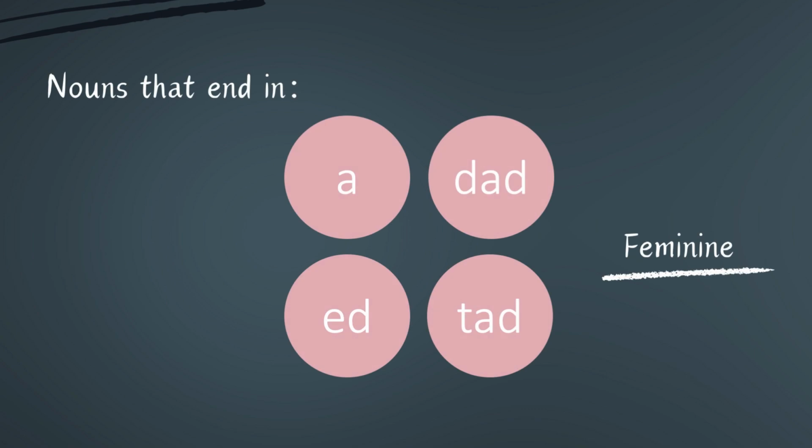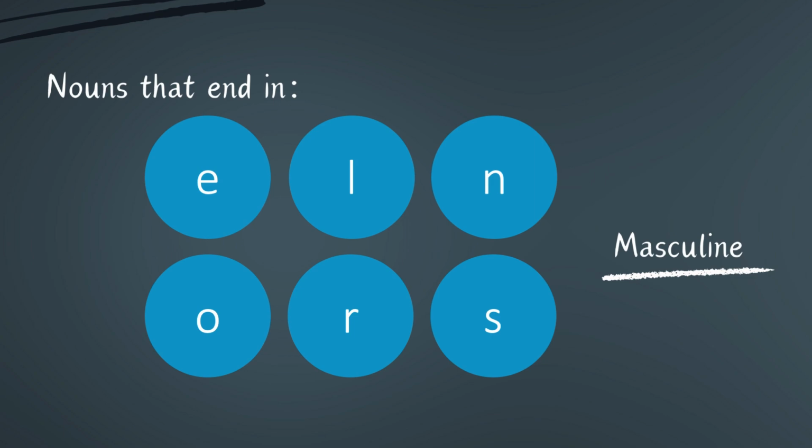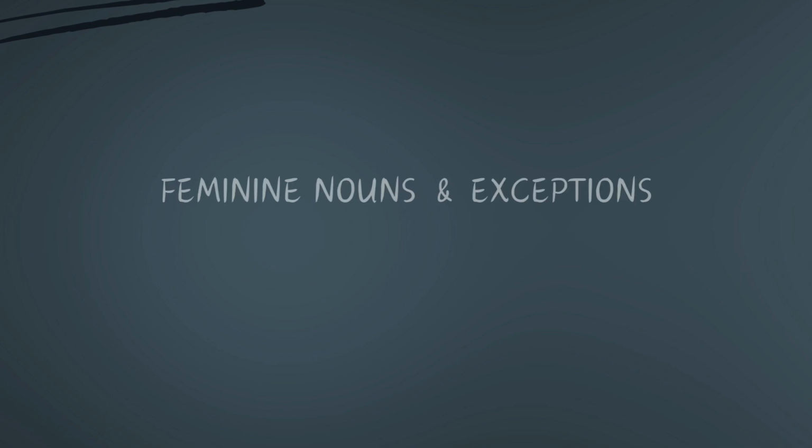Generally, nouns that end in a, dad, ed, and tad are feminine, while nouns that end in an e, l, n, o, r, or s are masculine. Of course, there are exceptions. Let's review them together, starting with the feminine nouns.